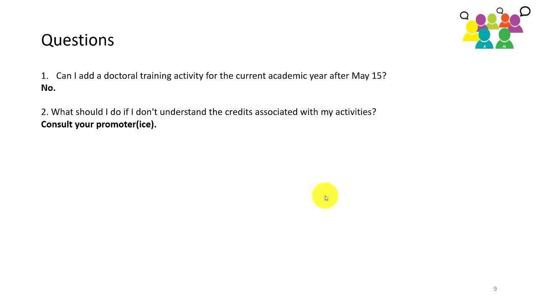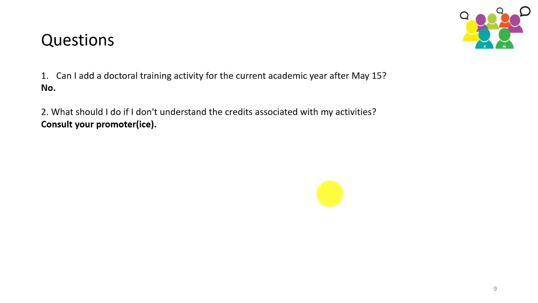Another question that comes often: what should I do if I don't understand the credit associated with my activities, or I fail to associate the credits to my activity? First of all, you have to consult your promoter, and for sure both of you, I expect you to read the rules first and to have a printout of the template or of the instructions about how to assign credits and the examples for assigning credits. In the worst case, if you and the promoter are unable to estimate the credit, then you can contact somebody from the doctoral college.